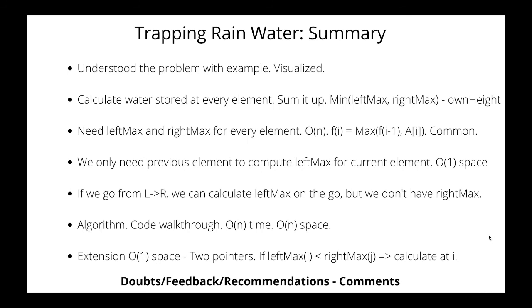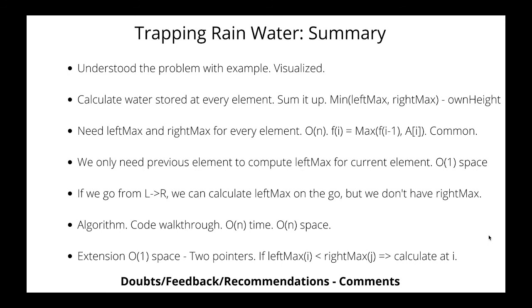Our subproblem now became how do we calculate left max and right max for any element. We saw an efficient, O(n) time way to calculate that for every element. For that, we used the value of the left max for the previous element to calculate the left max of the current element, and similarly for the right max. Therefore, we could now have the left max and right max. But we needed extra space to store the arrays left max and right max.